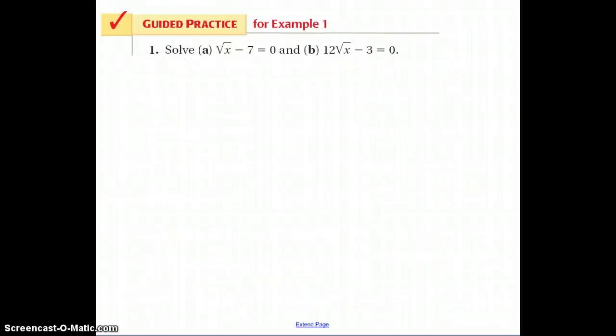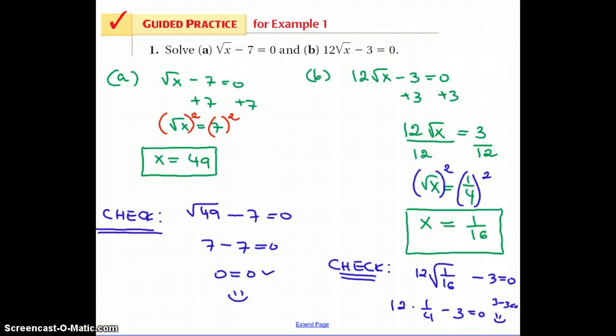Pause the video and try these two examples to see if you understood example 1. Alright, so the two answers that you should get for part A, you should get x is equal to 49, and it is the correct answer because when we check it by substitution, we get it to work out. And in part B, we have an answer of x is equal to 1 over 16, and it also works out. Over here, I can imagine that some of you may be confused about how to get 1 over 16 when you square 1/4. Just remember that if you're squaring something, you can always rewrite it twice and get the answer that way, if you for some reason forgot how to square a fraction.